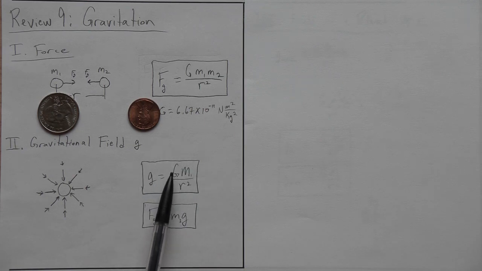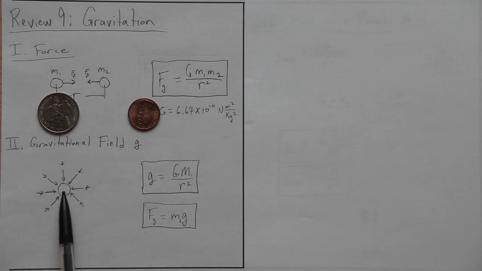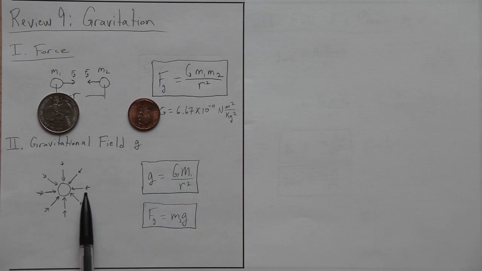Okay, so this is that constant, this is the mass of object 1, and this is how far away you are. So this would be the length of the arrow at, say, this given distance. You would plug in everything, get the length of the arrow. Now, what does that field do?